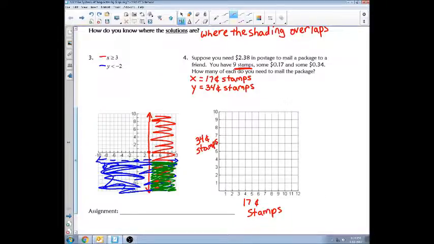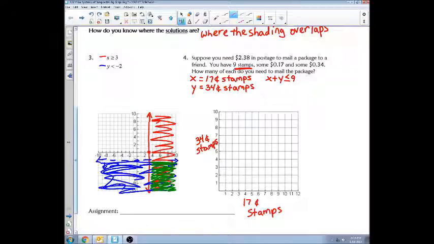So to figure out the total number of stamps, just like coins, I'm going to take my x plus my y, and that's going to be something with 9. Well, here's the situation. You have 9 stamps. So I can use 9 or less, 9 or fewer stamps. So x plus y must be less than or equal to the 9 stamps I have. You need at least $2.38 because $2.38 is how much you'll need to get the package to your friend.